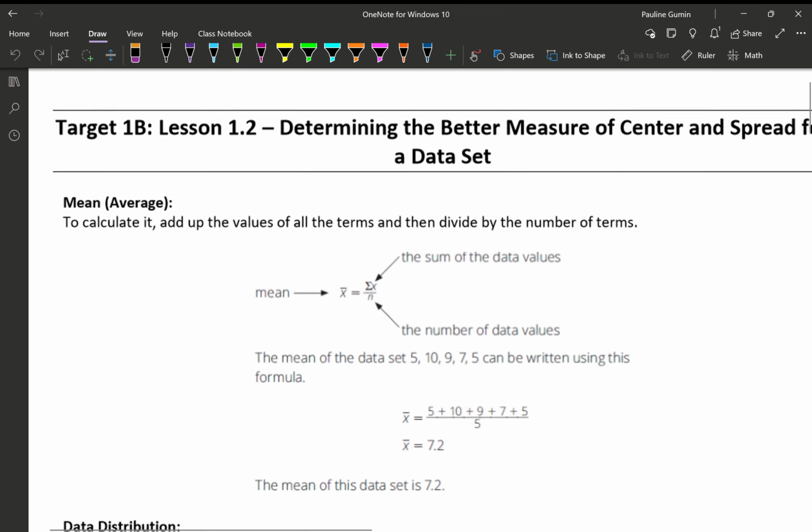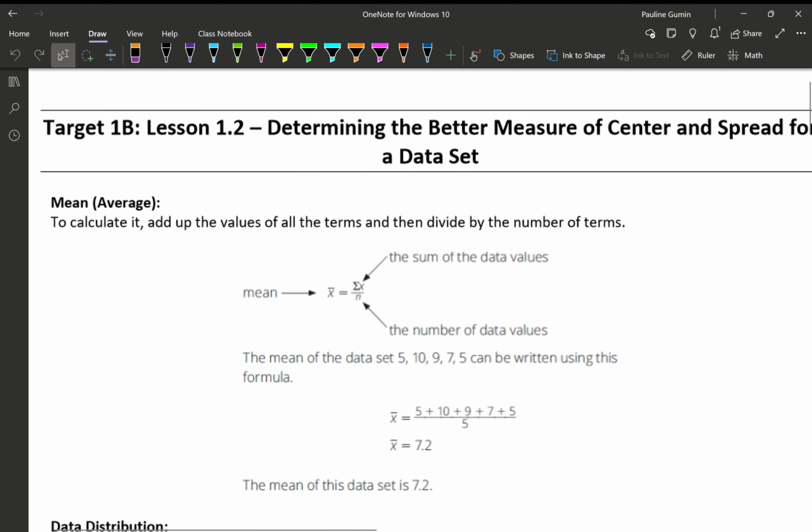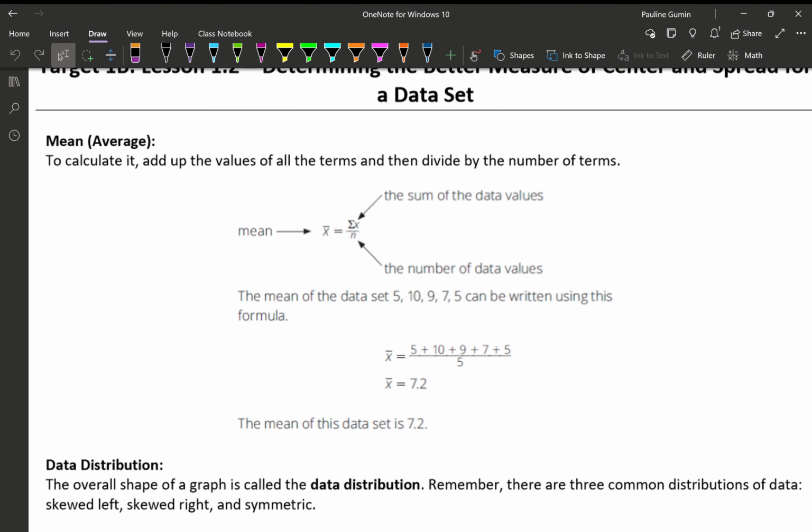Hello, hello, and welcome to a little video about determining the better measure of center and spread for a data set. Now, in the last lesson, we did talk about different measures of center, like the median and the mean. So the median talked about the literal middle of the data set. The mean talked about the average.